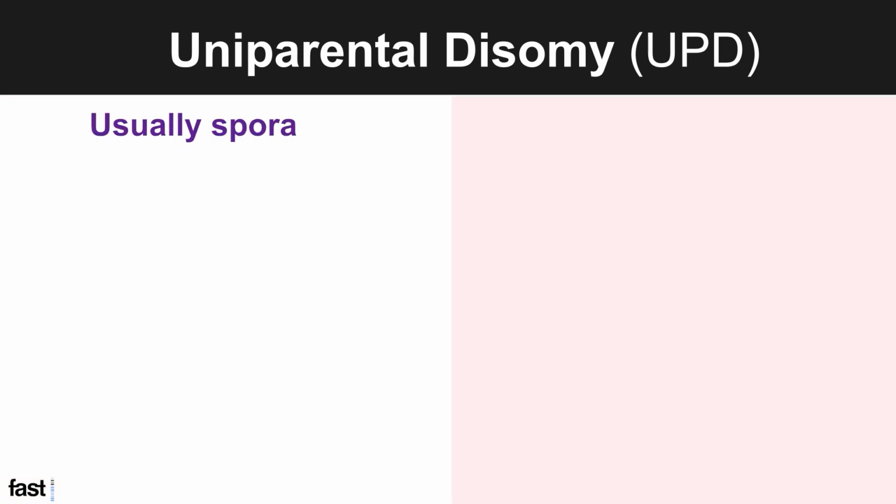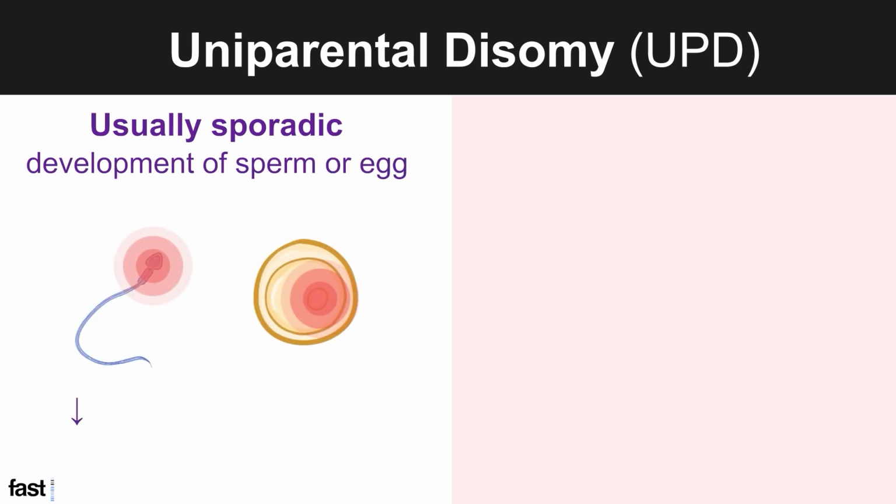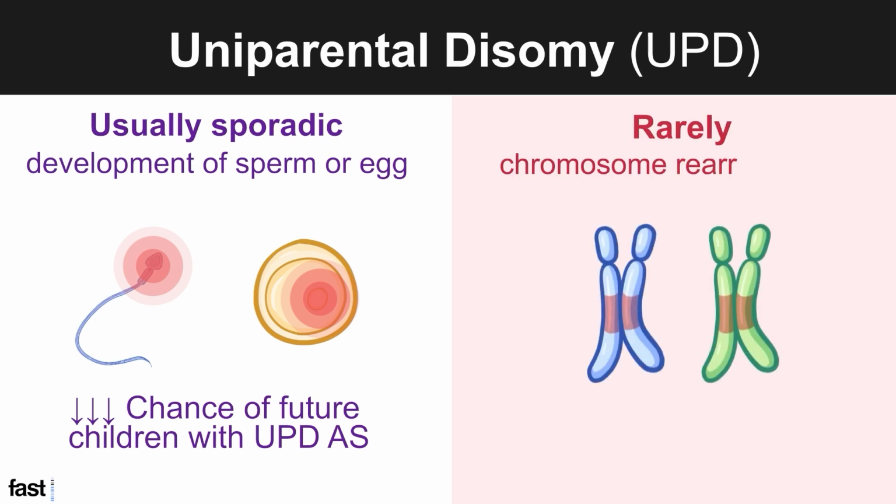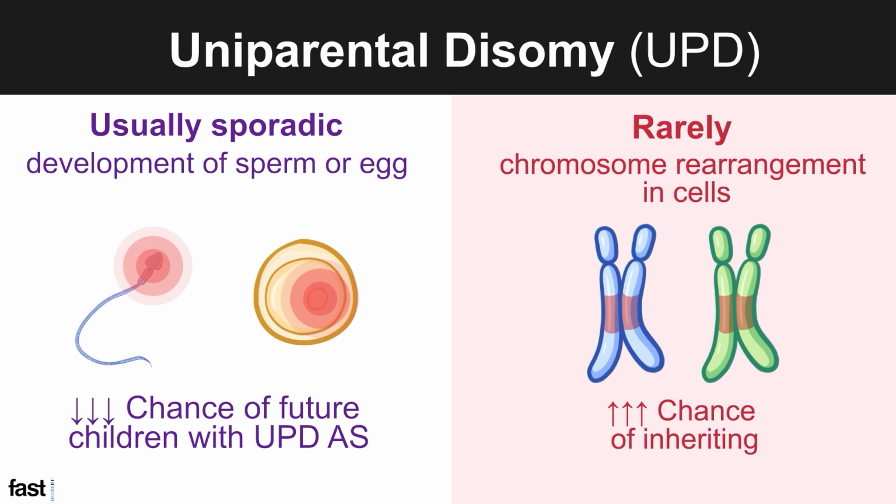Usually, UPD-AS genotype is a sporadic event that only occurred during the development of the sperm or egg, and other family members do not have an increased chance of inheriting AS. Rarely, parents can have a chromosome rearrangement in their cells that increases the likelihood that additional children will have UPD-AS.